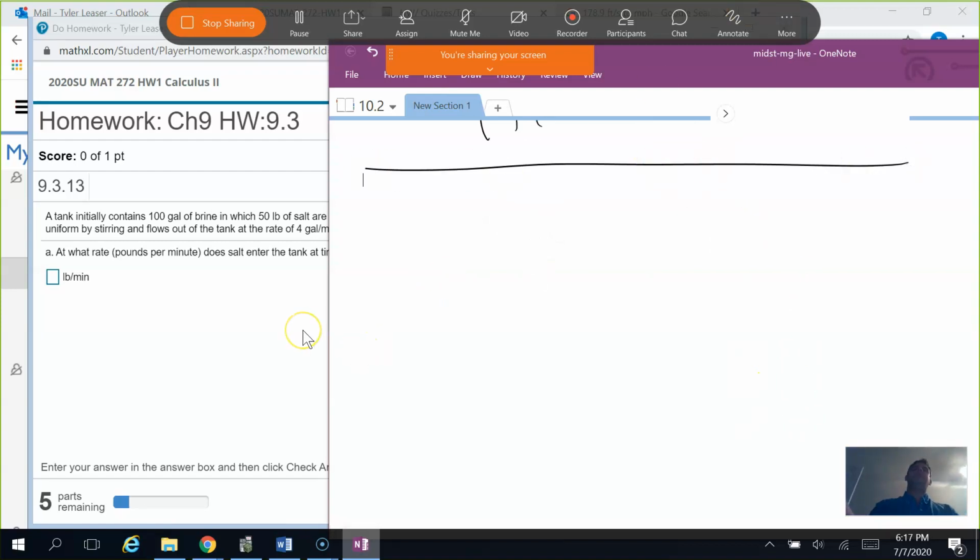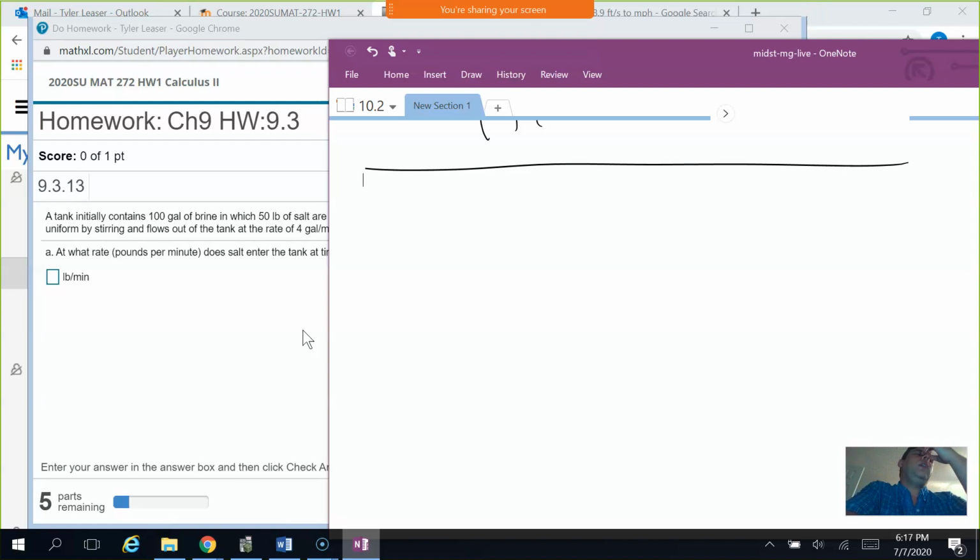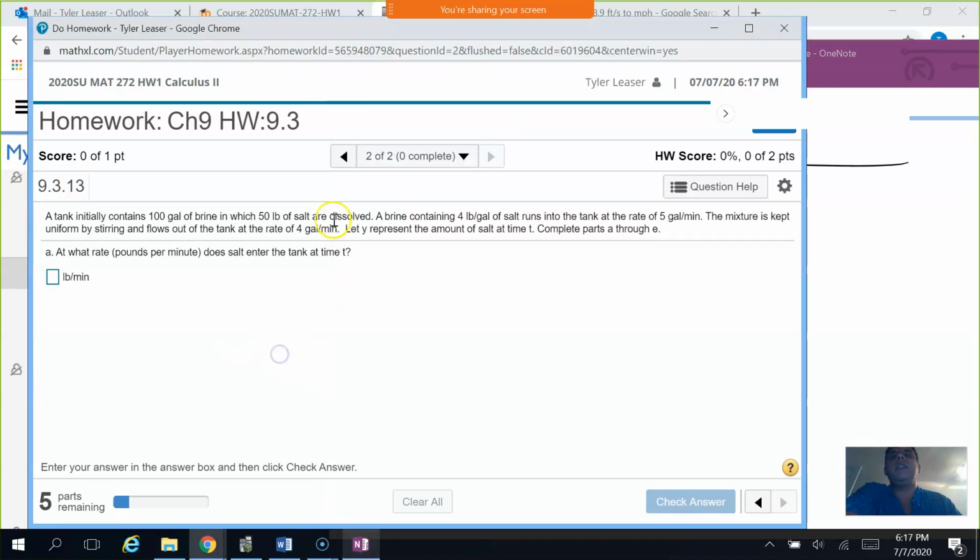So the first thing that you need to do with these questions, this is what we call a compartment question, or you can think of it like a mixture problem, is to come up with the differential equation. So it tells you what to set Y to be. Y is going to be the pounds of salt. If Y is the pounds of salt, then we have the derivative of y. This is going to be the change in the pounds of salt per unit of time, where unit of time is in minutes for this question.